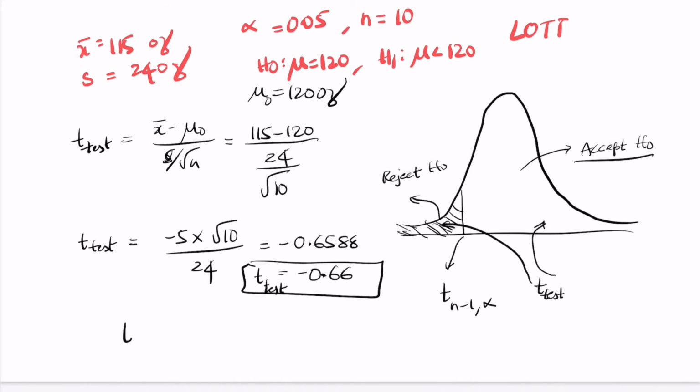We want to know the T alpha value. So the T alpha value is t n minus 1 comma alpha. Now the alpha value here is 0.05. How do you calculate the t n minus 1 here? n minus 1 is df. df is n minus 1, which is 9. We have to calculate at 0.05. So how do you calculate this value?